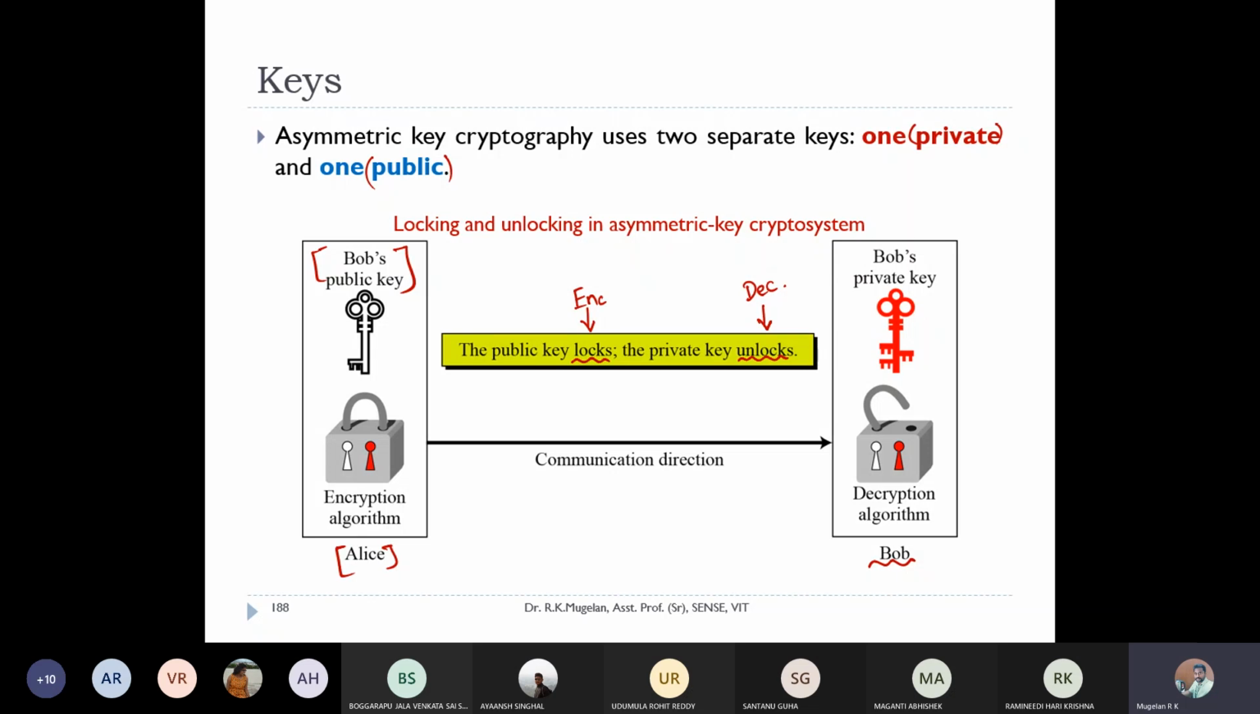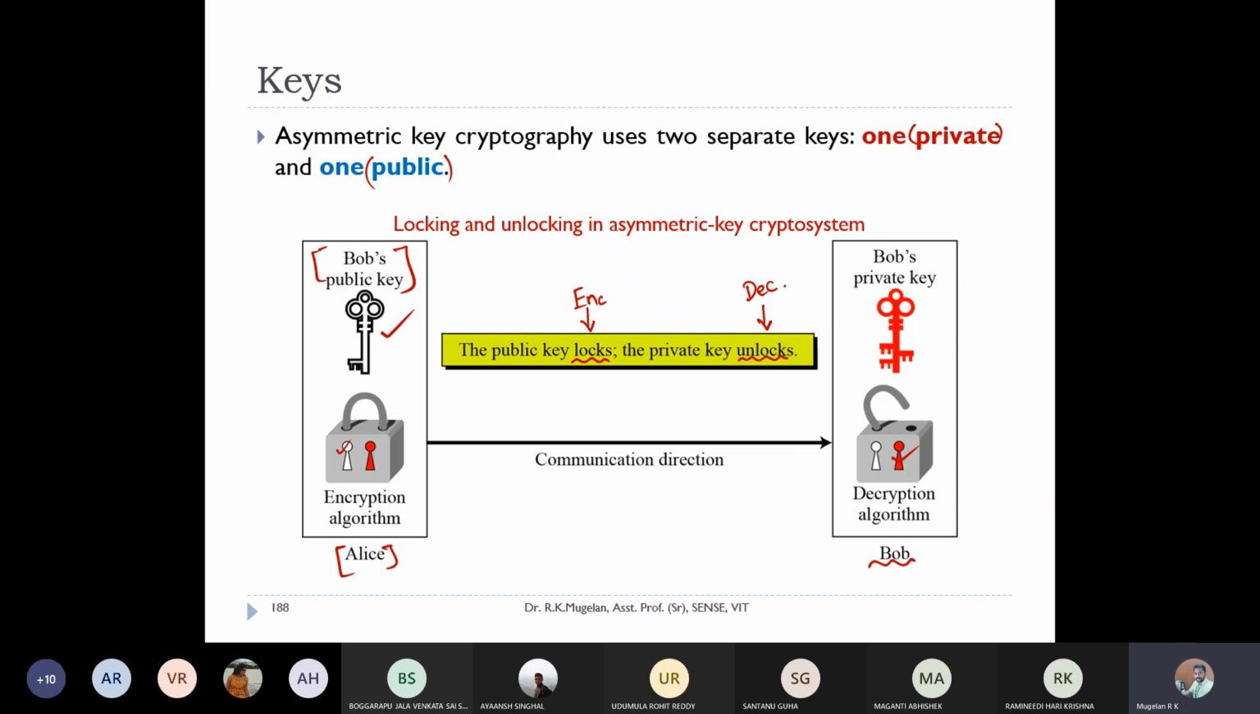So it's like a lock with two keys. For locking, that is for encryption, I'm using Bob's public key, right? Then the data is transmitted here, and Bob uses his own private key, which is known only to him, so that he is able to open the lock using his private key.